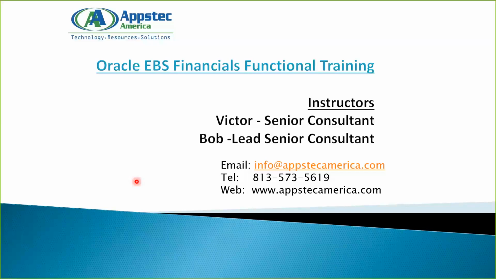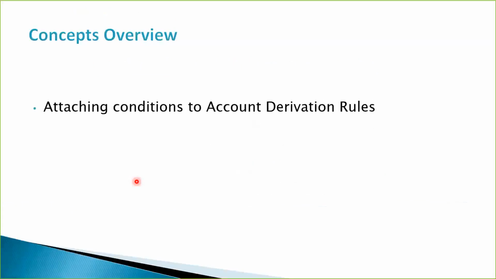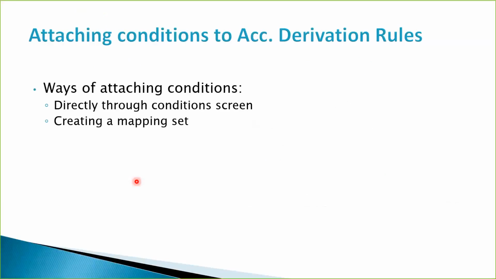Thank you, Bob, for the introduction, and welcome everybody to this session in our Financial Functional Training series. We are going to talk about attaching conditions to account derivation rules. We looked at this in our previous session, but remember we said there are two ways to do this, and we looked at one of the ways, which is attaching these conditions to derivation rules through the conditions screen. And so in this session, I want us to look at how to achieve this through creating a mapping set.